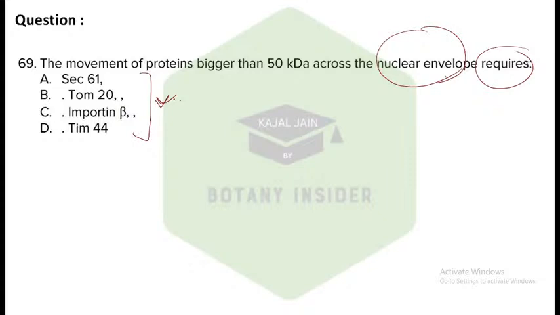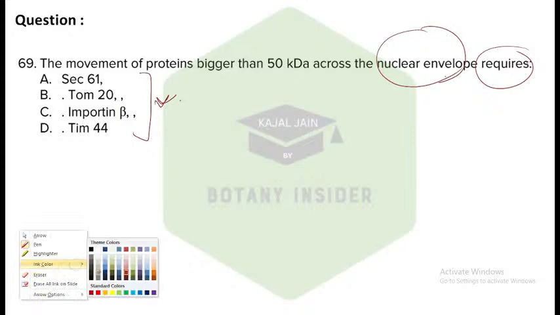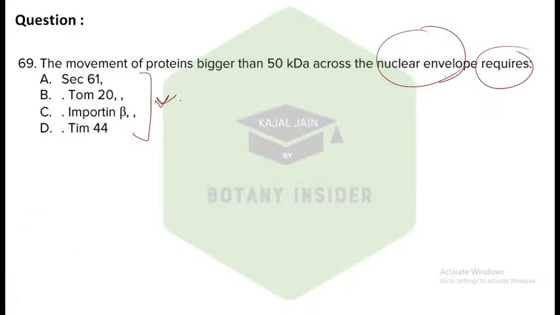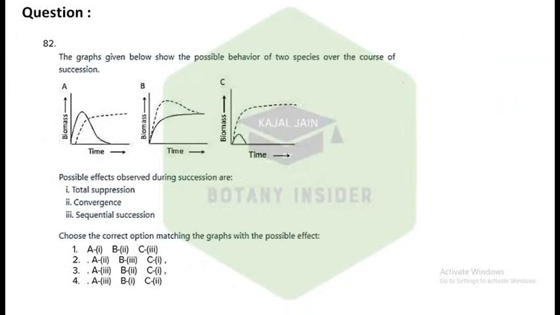Okay, let's see. The question is: the movement of proteins bigger than 50 kilodaltons across the nuclear envelope requires which of the following? Obviously they require importin beta, because across the nuclear envelope you require the importin family proteins in order to get the transportation done. Tim and Tom are related to mitochondrial transportation, so they are not involved in the nuclear envelope. So the answer for this is importin beta. Remember about this.